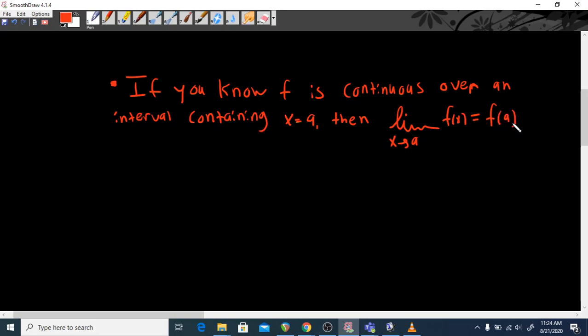And this is where a lot of confusion comes from, because for any continuous function, the limit will be equal to the function value. And so what will happen frequently is the student will take this a little too far, and the student will always think that all you have to do is do f of a to find the limit. And that's only true if you know for certain that the function is continuous.